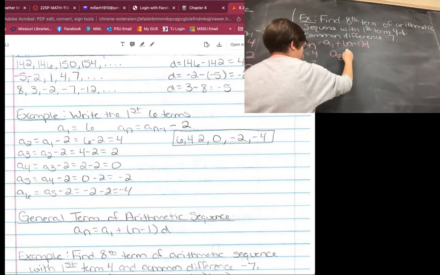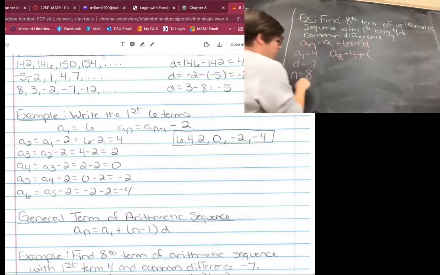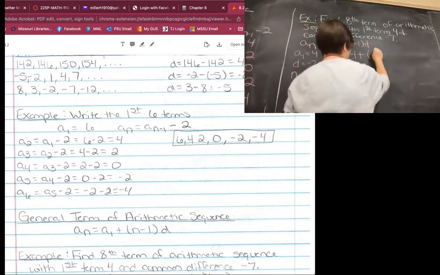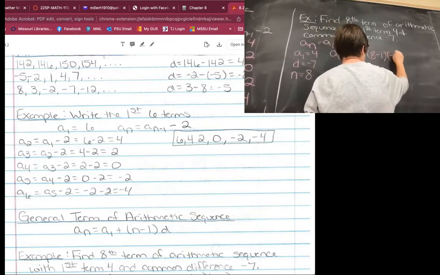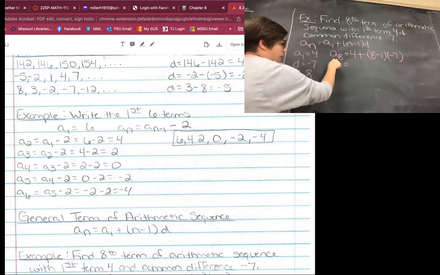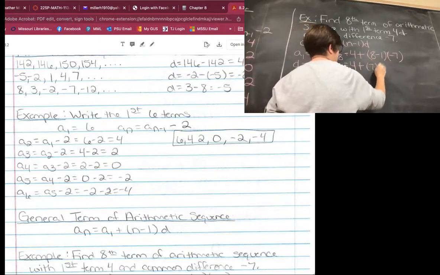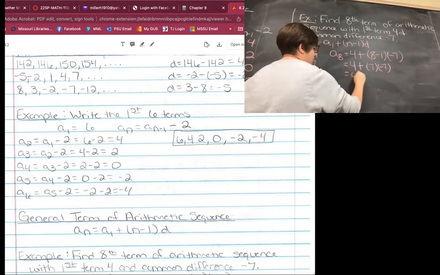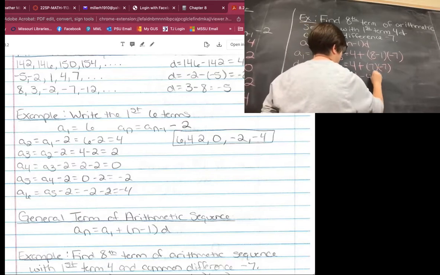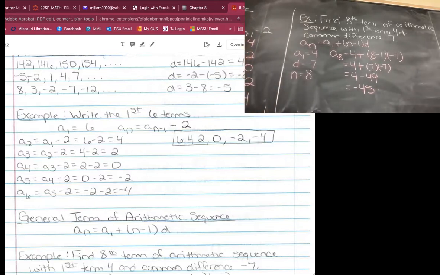So a sub 8 equals a sub 1, which was 4, plus n, well, I'm trying to find the 8th term, so that's n minus 1, times my common difference, which was -7. So the 8th term of this sequence is going to be 4 plus 8 minus 1, which is 7, times -7, which is 4 plus -49. That's -45 is the 8th term of that arithmetic sequence.